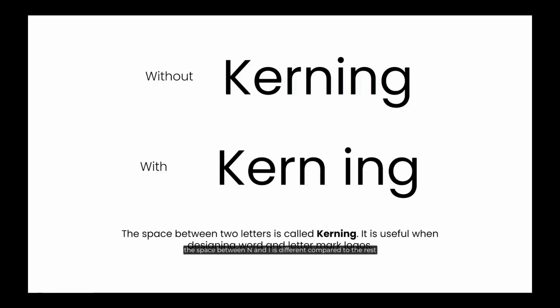Next, kerning. Without kerning and with kerning, you can see the space between N and I is different compared to the rest of the letters. So kerning is the space between two letters. It is usually used for designing logos. So what is the difference between tracking and kerning? In tracking, we adjust the space between all of the letters, whereas in kerning, only the space between two letters is adjusted.